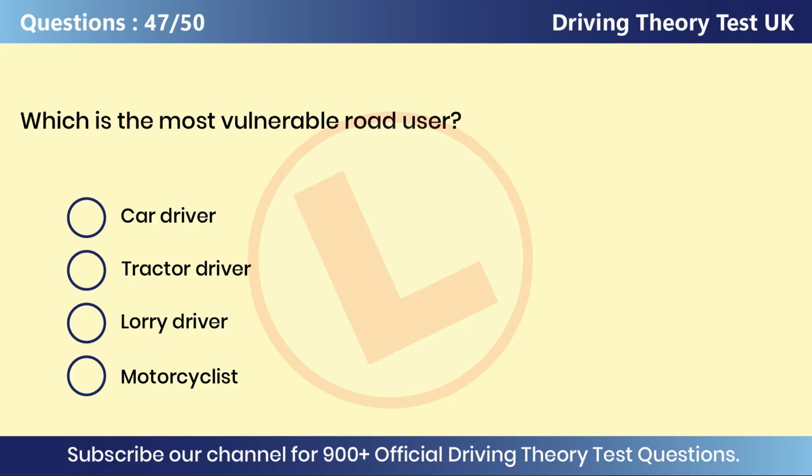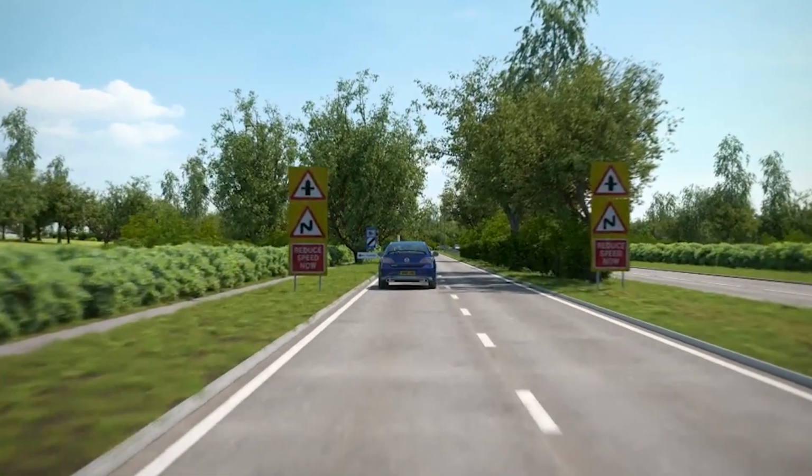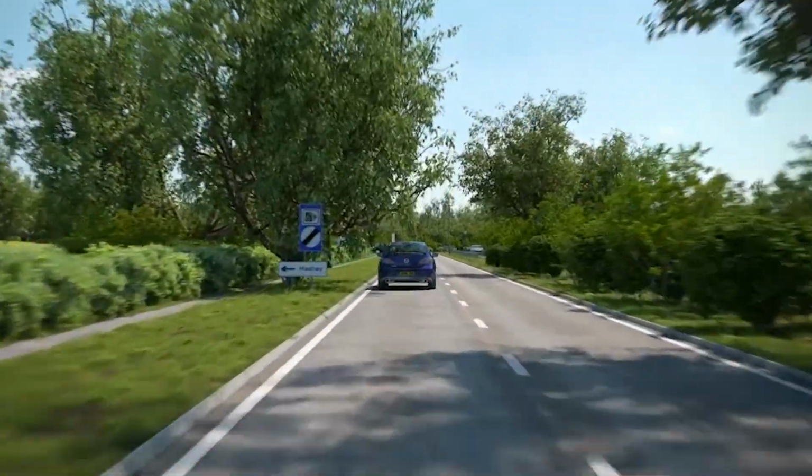Question 47. Which is the most vulnerable road user? A. Car driver. B. Tractor driver. C. Lorry driver. D. Motorcyclist. D. Motorcyclist.